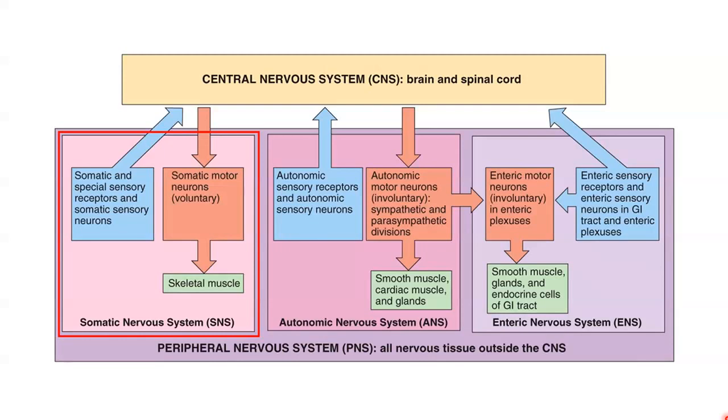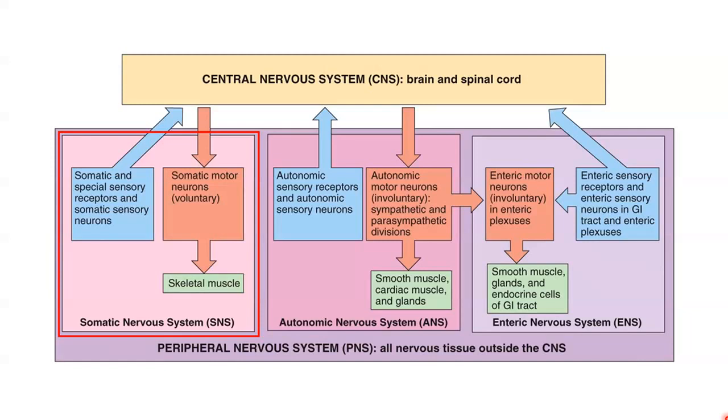So the somatic nervous system includes both sensory and motor neurons. Sensory neurons convey input from receptors for our somatic senses, such as tactile, thermal, pain, and proprioceptive sensations, as well as from the receptors of our special senses, so things like sight, hearing, taste, smell, and equilibrium. All of these sensations are usually consciously perceived.